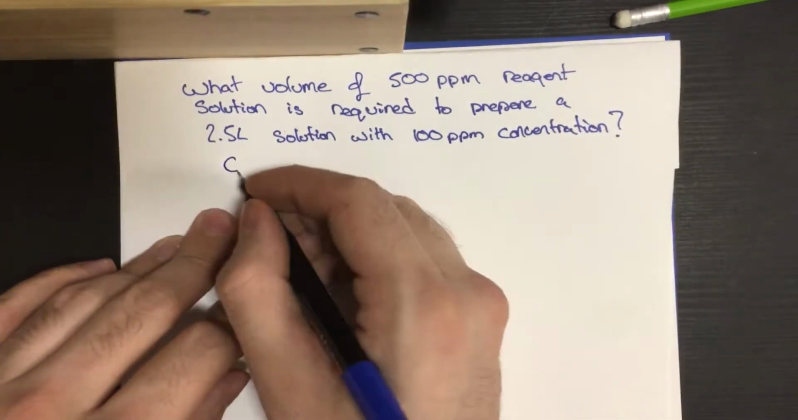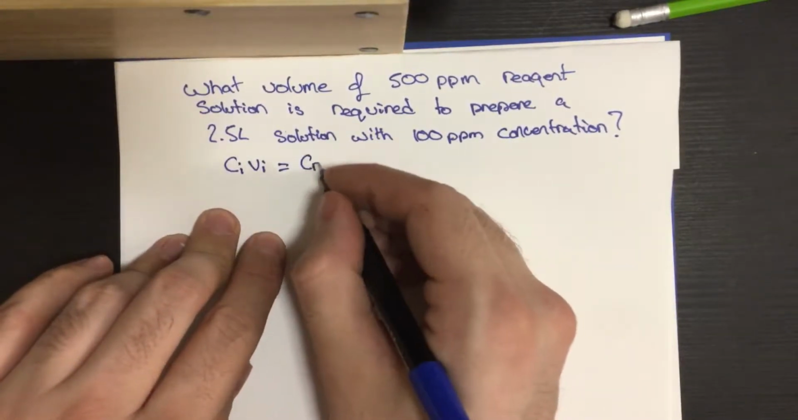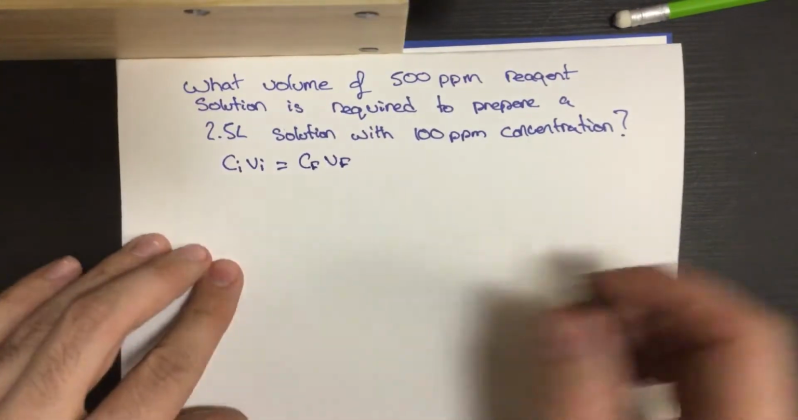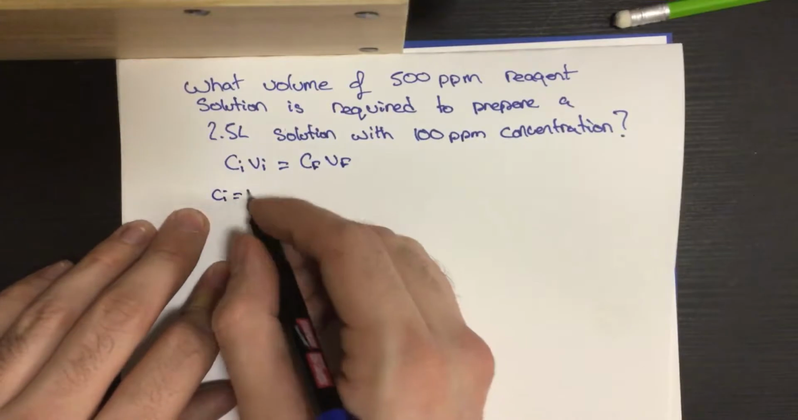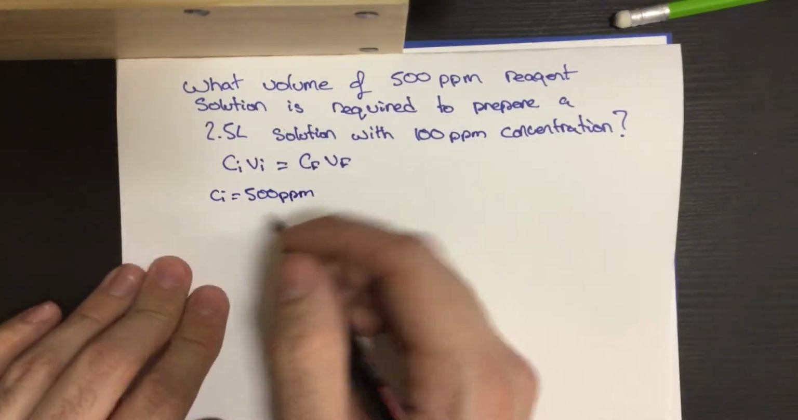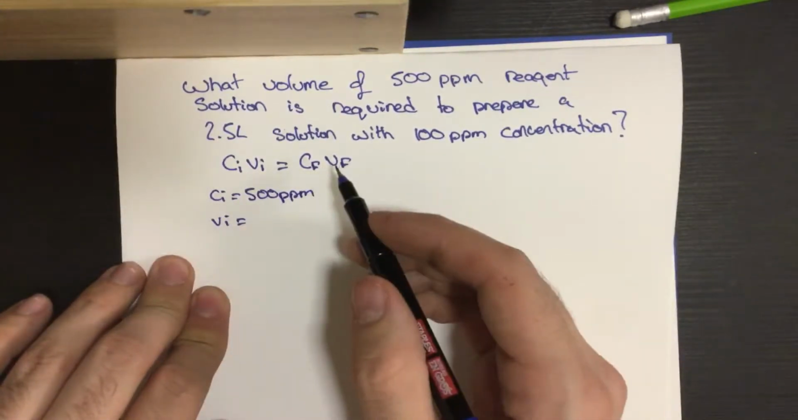This, for those of you that don't remember, is CI VI is equal to CF VF. Now, as always, I'm going to list out what we have to start with. So I have an initial concentration of 500 parts per million. I do not know what my initial volume is, as that is what the question is asking for.